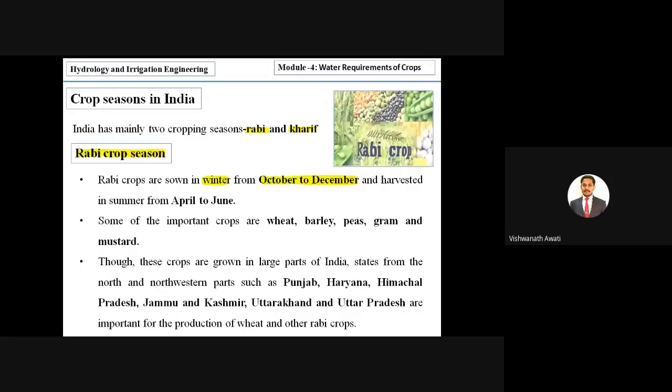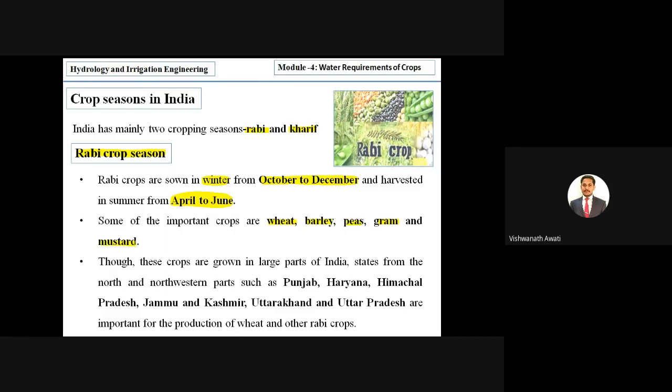Cropping or plantation will be made in October to December and harvested in summer, from April to June. So initial plantation, or you can call it sowing, is October to December, and harvesting is in April to June. Some of the important crops are wheat, barley, peas, gram, and mustard. These are mainly the Rabi season crops.